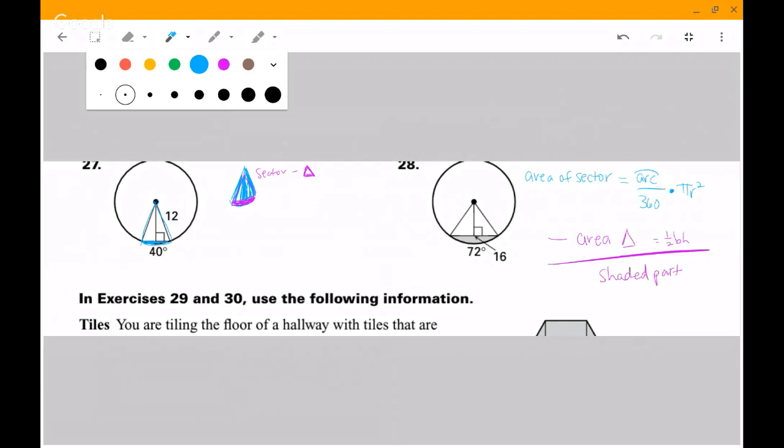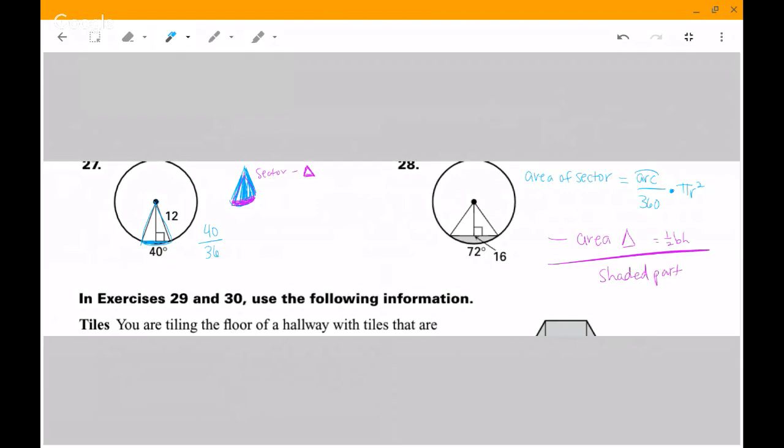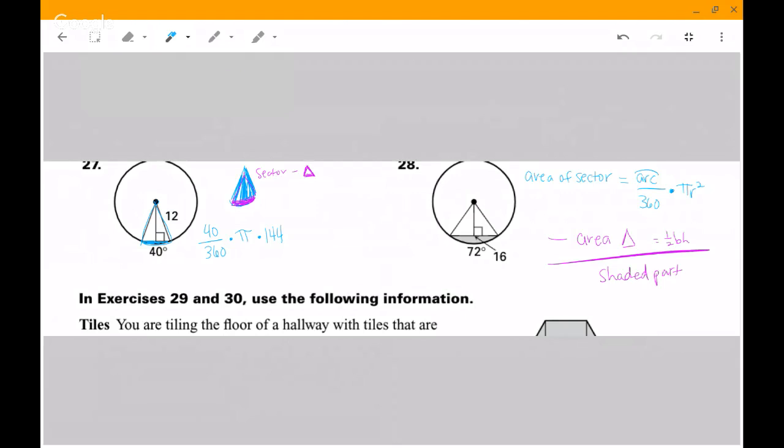It's not what I got. I got 50.27. This is what I punched in the calculator. I punched 40 divided by 360, and then I hit enter just to be sure it's doing it in the right order. Times pi, enter, times 144, because that's the radius squared. When I punched all that, that's when I got the 50 thing.